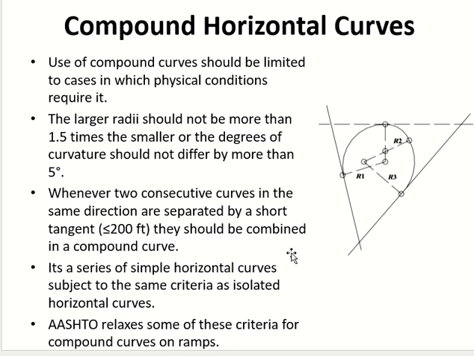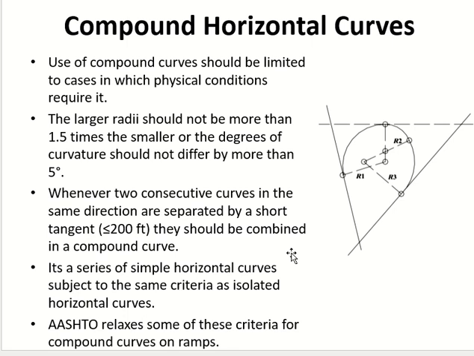What do we consider as close to each other? When the radius of one curve to the other is not more than 1.5 times. So the two curves which are joining together, the ratio of their radius should not be more than 1.5. So if you have a curve of 1000, the other one should not be more than 1500. Clear? So this is when you are comparing between radii.